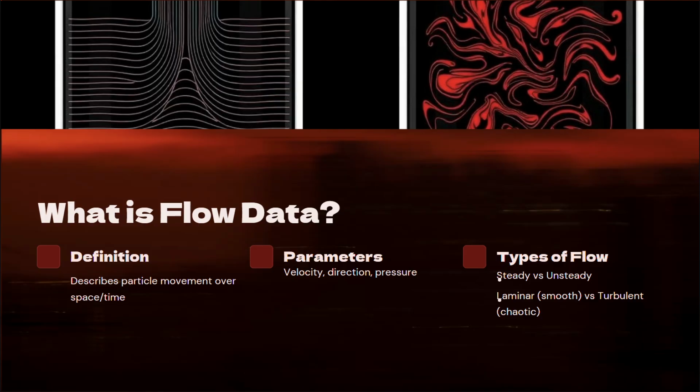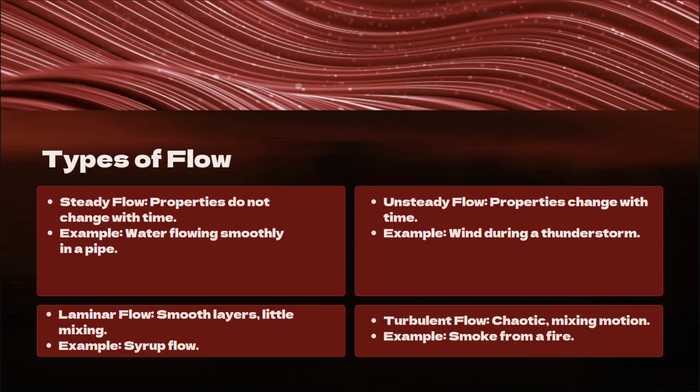Now let's learn about its types. It is categorized as steady flow, in which properties don't change with time. Example, water from a calm tap. In unsteady flow, properties do change over time. Example, wind during a thunderstorm. In laminar flow, there are smooth and orderly layers. Example, syrup slowly pouring. In turbulent flow, we have irregular and chaotic movement, like smoke from a bonfire.